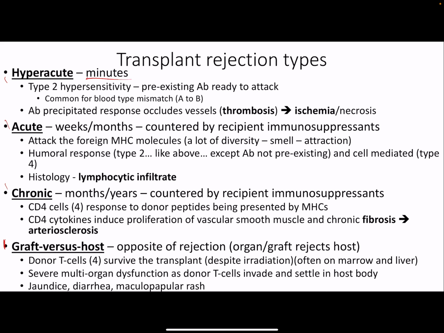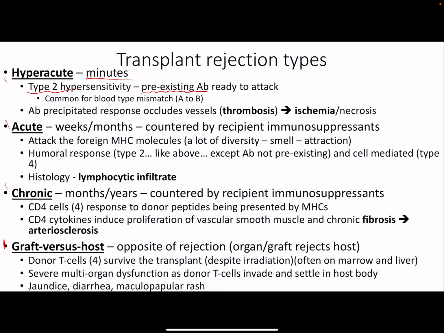So the hyperacute, minutes. So this means I gave somebody a new, I think the kidneys are the most commonly transplanted organ. So I give somebody a new kidney, and for whatever reason, they already had, they didn't even get a chance to know it. They just already had antibodies that said, we hate your guts, and they were ready to go, ready to attack it. That's a type 2 hypersensitivity, where antibodies are starting everything off.